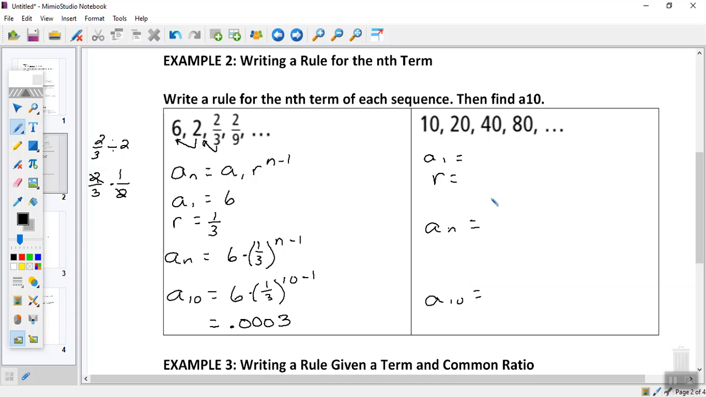All right, friends, what's my first term? 10. So what's your common ratio? 2. We all agree 20 divided by 10 would be 2. Yeah. 40 divided by 20 is 2. Yeah. This is a little nicer to work with, isn't it?